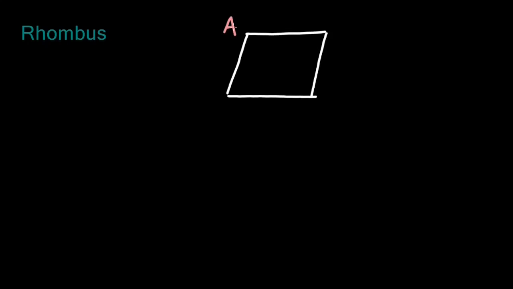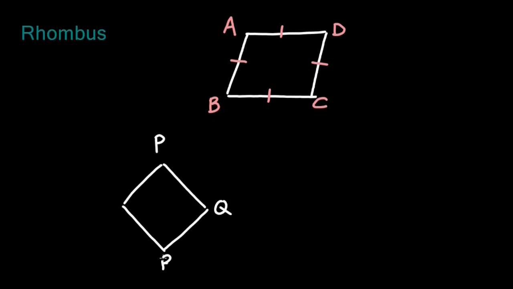Let us understand about a rhombus. Rhombus is a special type of parallelogram whose all sides are equal. Parallelogram ABCD is a rhombus because all its sides are equal. Parallelogram PQRS is also a rhombus because all its sides are equal.